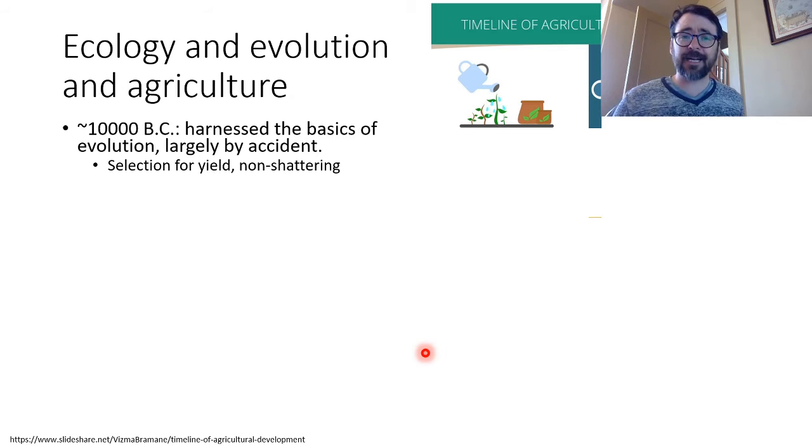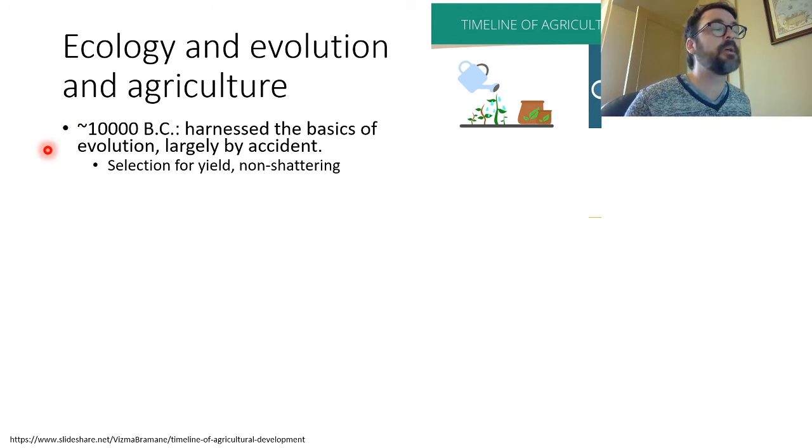So we can take a little timeline of ecology and evolution and agriculture and how it went through time, right? Scientists think around 10,000 BC was when people figured out the basics of evolution, and it's thought that this was probably by accident, and that people started selecting for yield and non-shattering varieties, right?